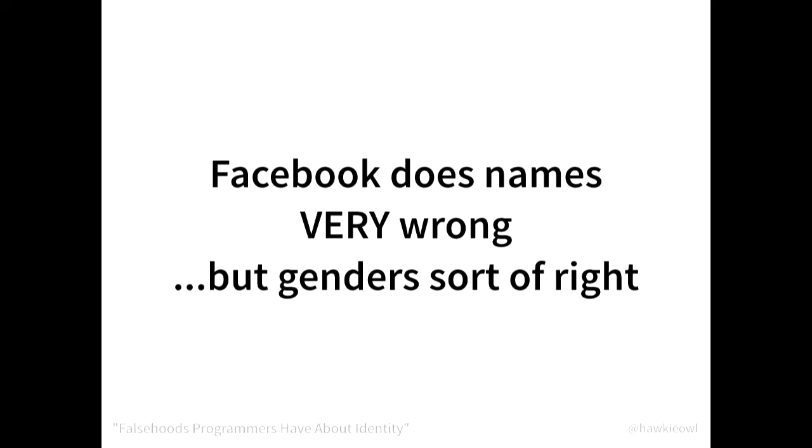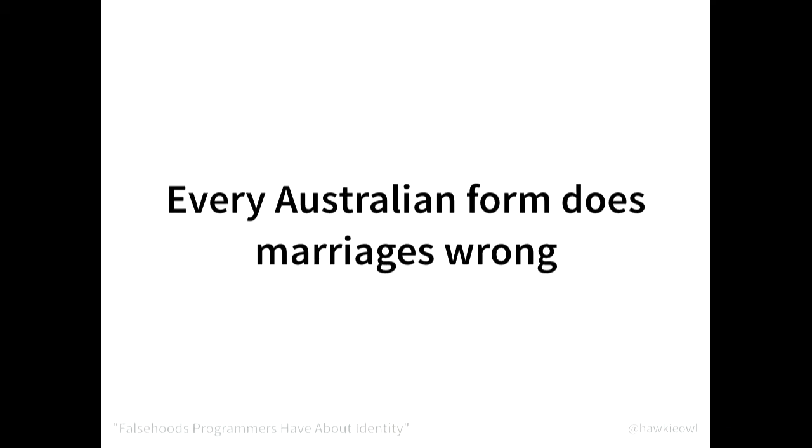They get gender sort of right. They have a text box. Also, Facebook say that they do treat transgender people better. They don't. They lie about it, and every year or so they say, no, we're doing it right, and then they close a couple of people's accounts. Every Australian form does marriages wrong. One minute. Because same-sex marriage should be a thing.